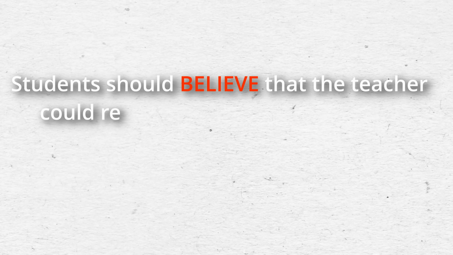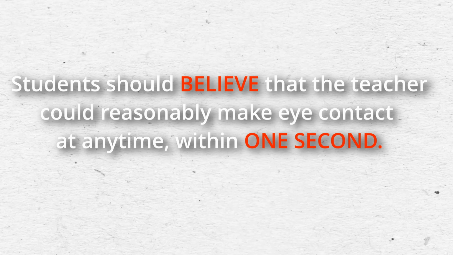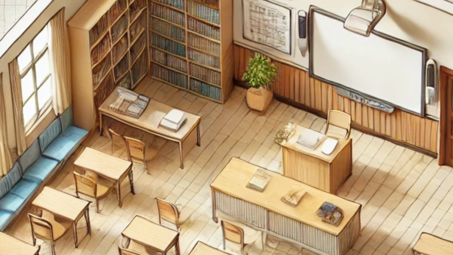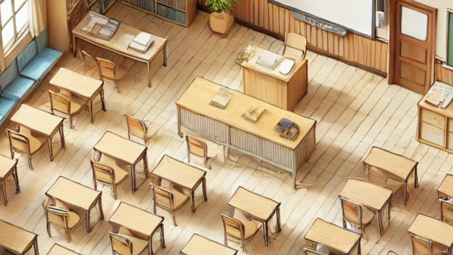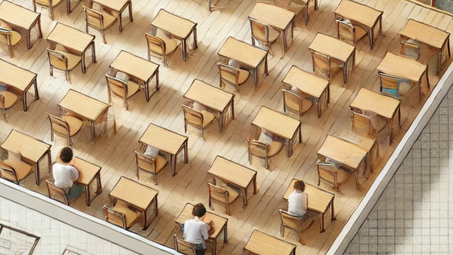As a rule of thumb, students should believe the teacher could reasonably make eye contact at any time, within 1 second. I might not be looking at you right now, but you know I could be at any moment because I'm always scanning. When furniture and other classroom structures inhibit views of the classroom, student misbehaviors become more likely.